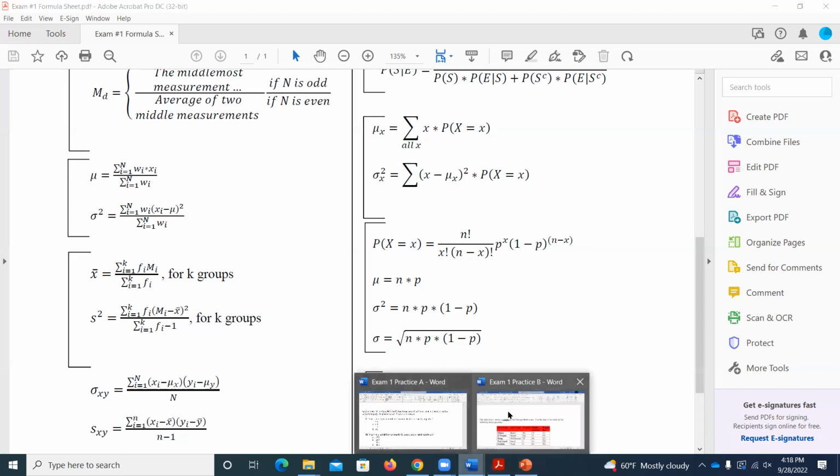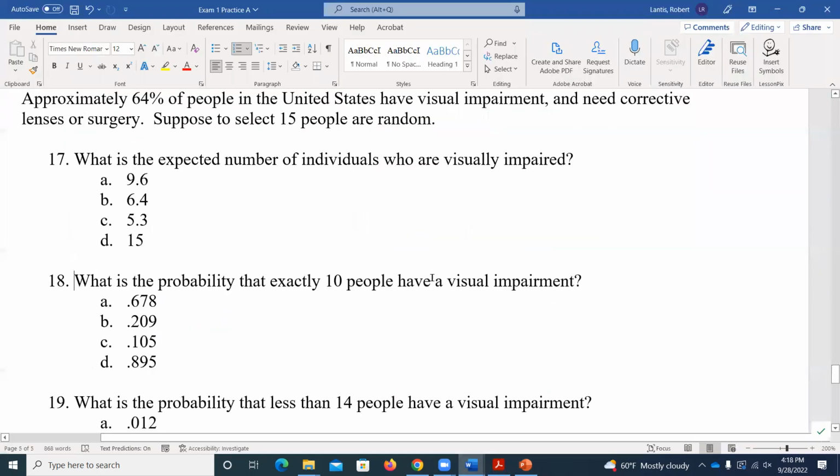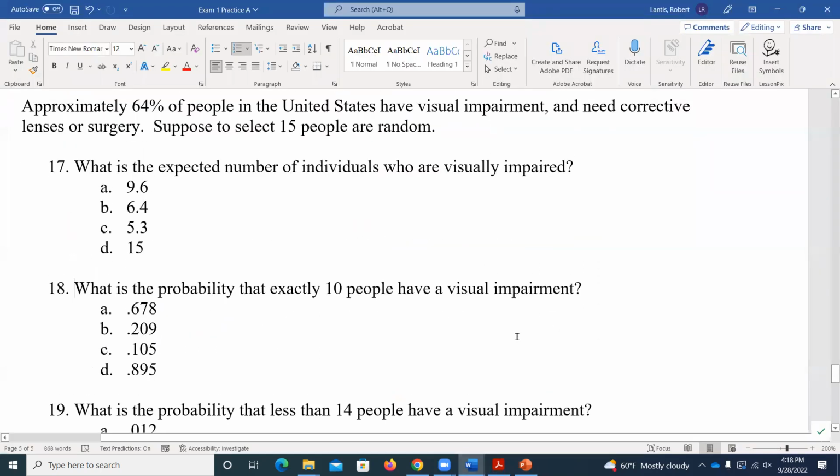So hopefully that one's easy. Stay on practice exam A. What if I want to know the probability exactly 10 people out of these 15 to have a visual impairment? So this is just to find the mean for the expected value. What I now want to find is the probability of a specific number.